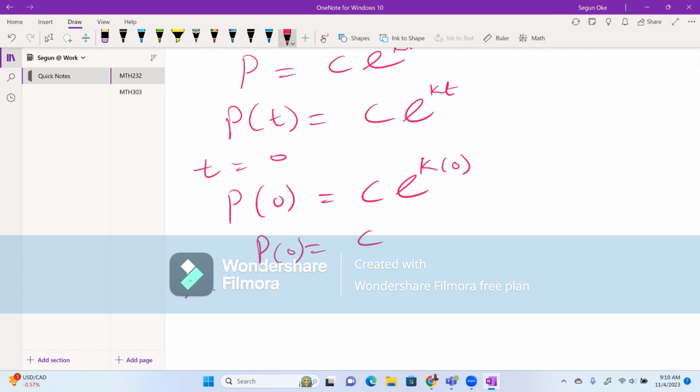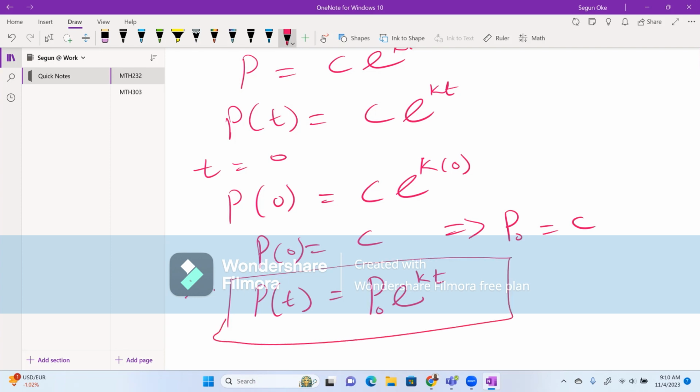Therefore, this implies that P of 0 equals C, meaning P naught equals C. That is, the initial condition is equal to the constant. So we have P of T equals P naught exponential KT. So that is our model. This is what we use as a model of the population.